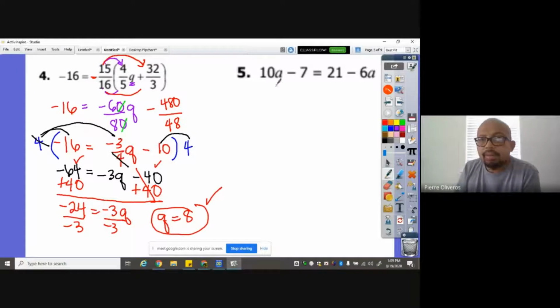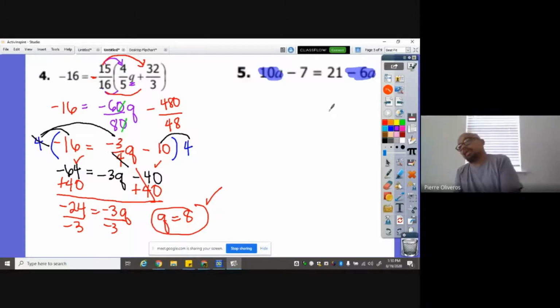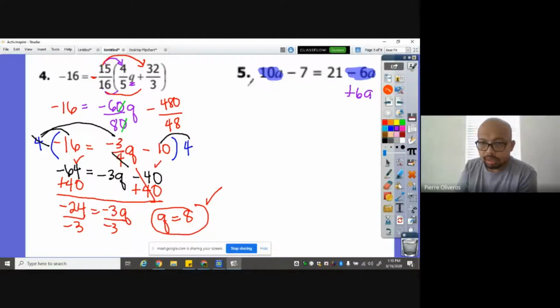Next, number 5, 10a minus 7 equals 21 minus 6a. Again, you're going to combine the like terms. Since there's nothing to distribute, I see that 10a and negative 6a are like terms. So I'm going to move one of them to the other side. I always prefer to keep the term with the variable on the left side. So I'm going to add 6a here because that's negative. So the opposite or the inverse operation is adding.